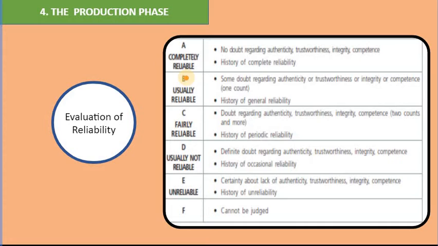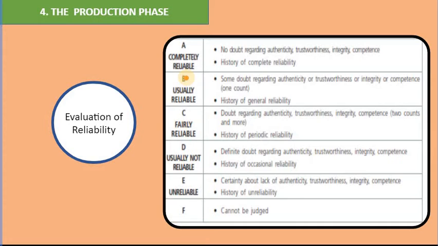Ito yung mga tandaan nyo, itong A, B, C, D, E, F. Okay? May code din siya. Kapag A, stands for completely reliable. Kapag B, usually reliable. Kapag C, fairly reliable. D, usually not reliable. Letter E, unreliable talaga.